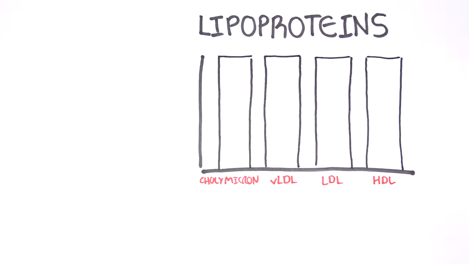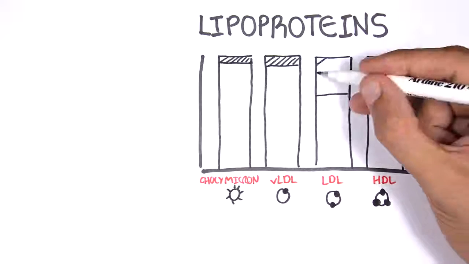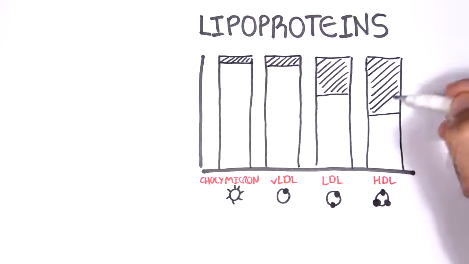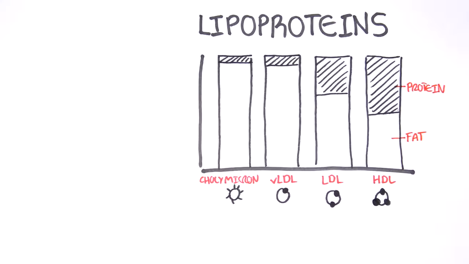Here I am just drawing how they will be represented in this diagram. And if we look at the composition or the amounts of fat and proteins in each of these lipoproteins, we can see that the protein content increases from chylomicrons to the high density lipoproteins. Basically, it means that chylomicrons have a lot of lipids and little proteins. LDL, low density lipoproteins, have a bit more proteins but still mainly lipids, and then the high density lipoproteins have nearly half proteins, half lipids.